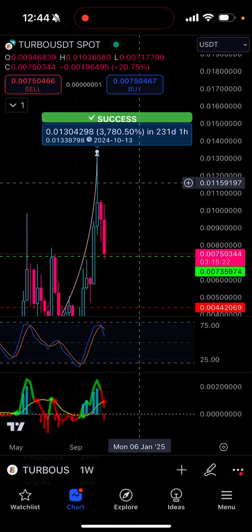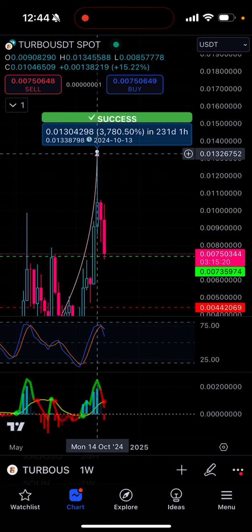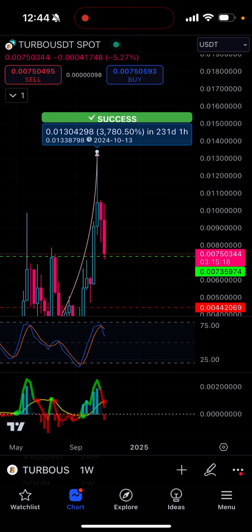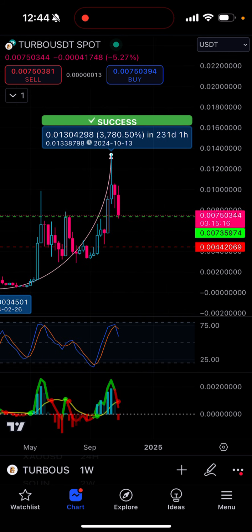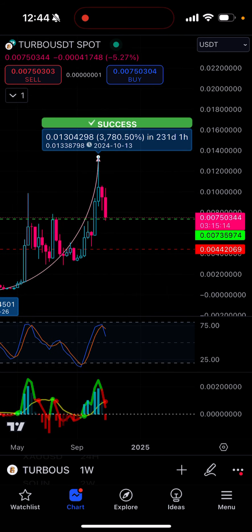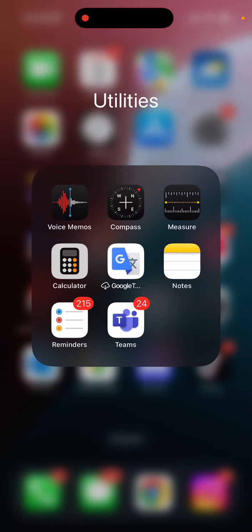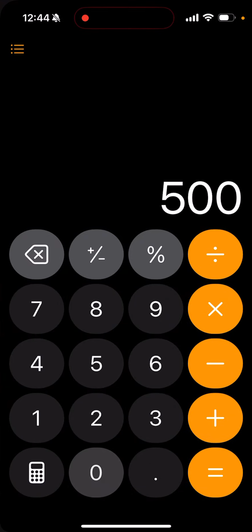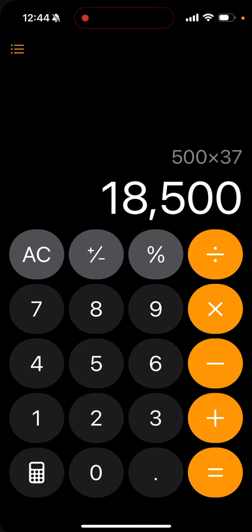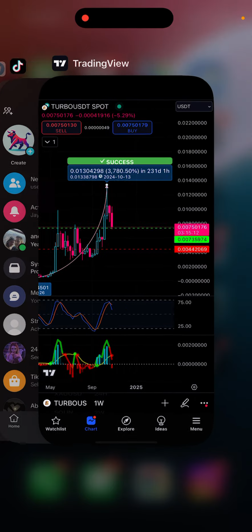You would have seen a 3,780% gain in 231 days. That would have been just buying it this year. In 231 days, you would have seen a 37x, right? If you bought 500 bucks of Turbo times 37, you would have had 20 grand for 500 bucks.